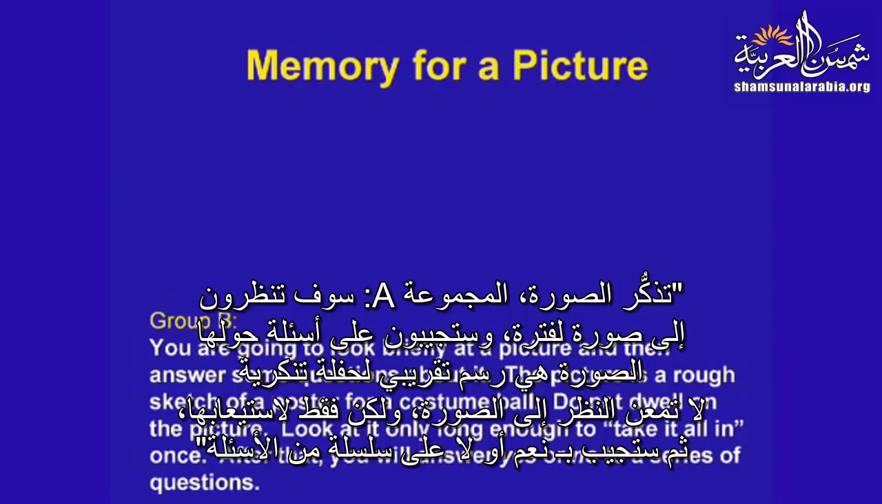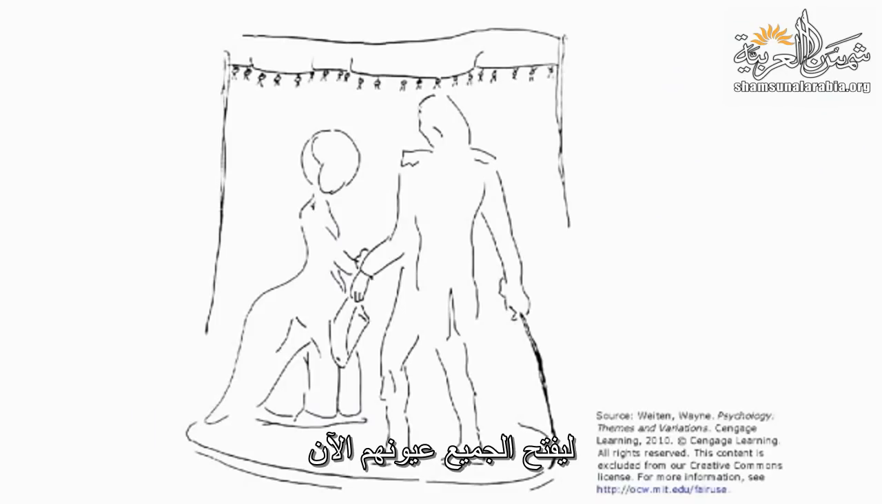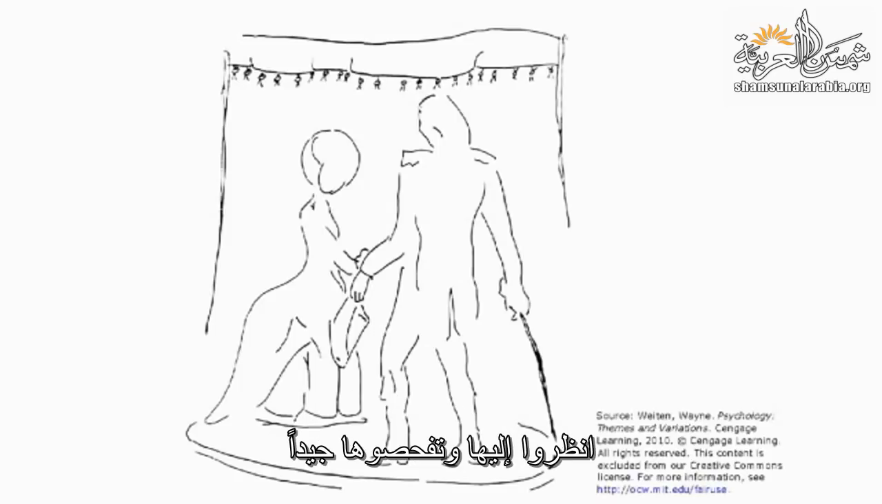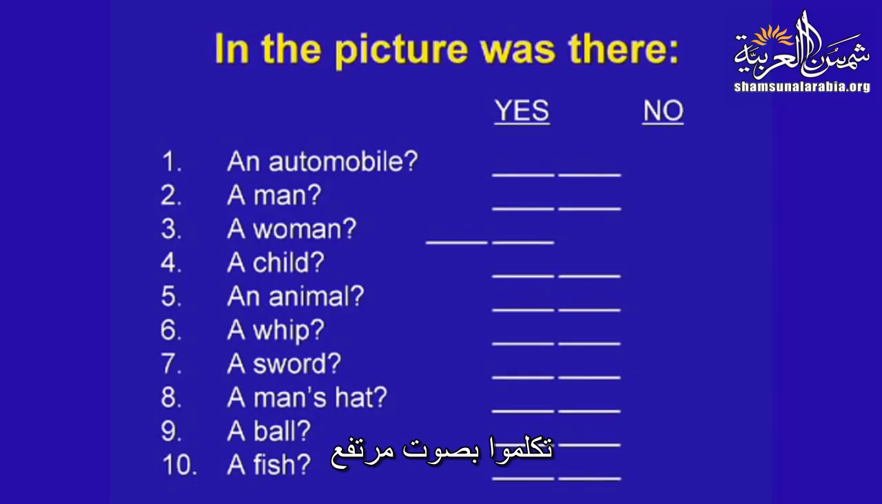Okay? Okay, everybody's eyes are open now. Everybody's eyes are open. Here's your picture. Sort of take it in. I'm going to ask you a few questions about it. Look at it for a moment. Inspect it. Okay, here we go. Ready? So just out loud. Was there an automobile in the picture?